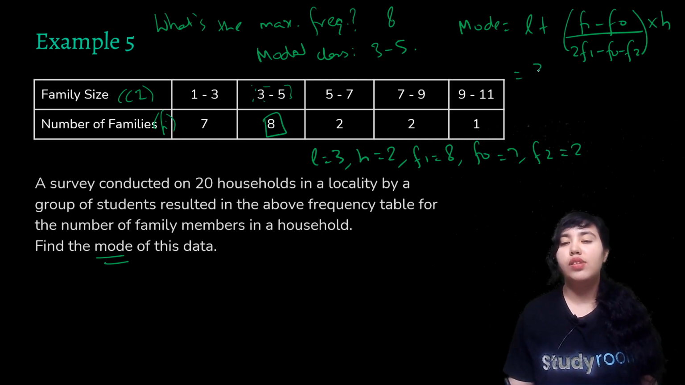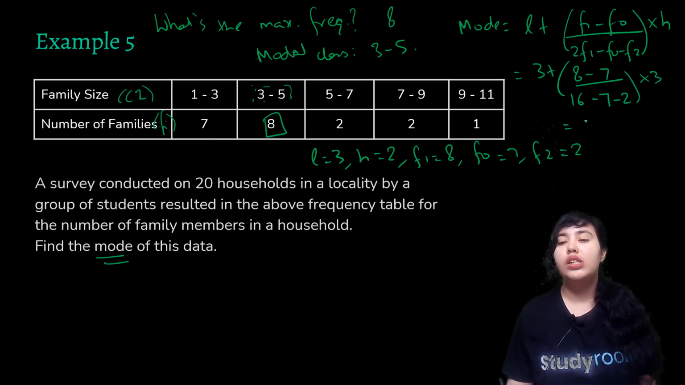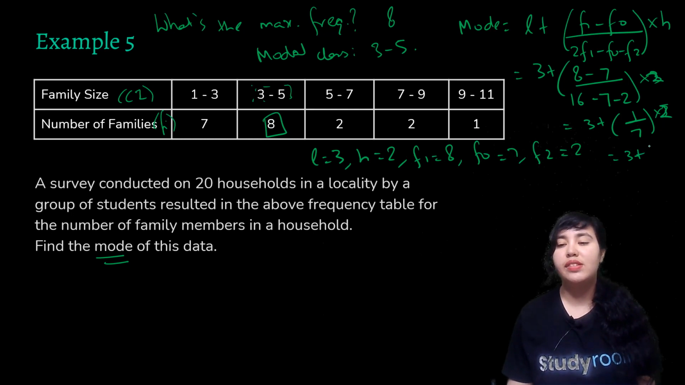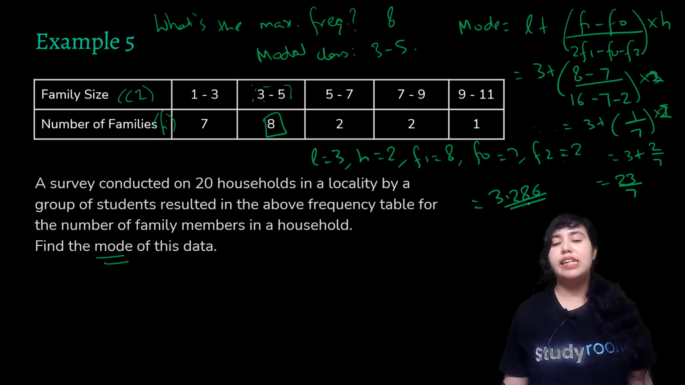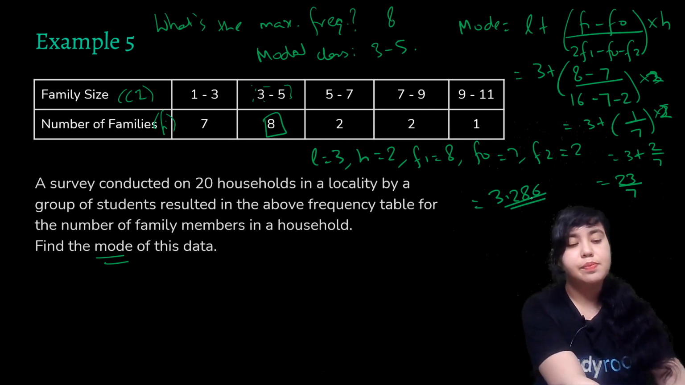Substitute all of them. So it will be 3 plus 8 minus 7 upon 2F1, which is 16, then minus 7 minus 2, into h. So this will be 3 plus 1 upon 16 minus 9, which is 7, into h, which will be 2, 5 minus 3. So it will be 3 plus 2 upon 7, and that will become 23 upon 7, and if you convert it into decimals, your answer will be 3.286. The mode of this data is 3.286.